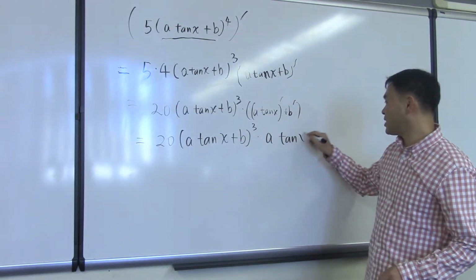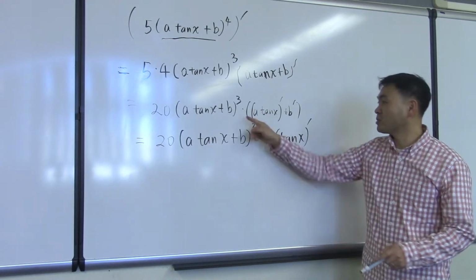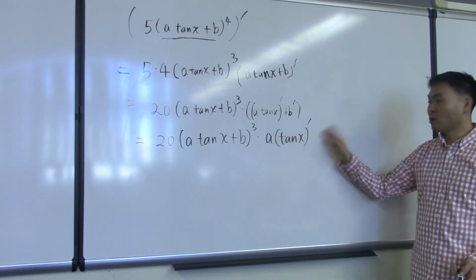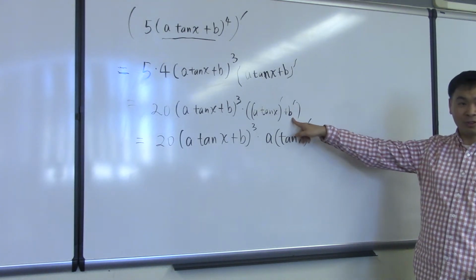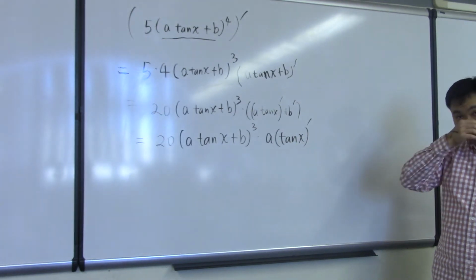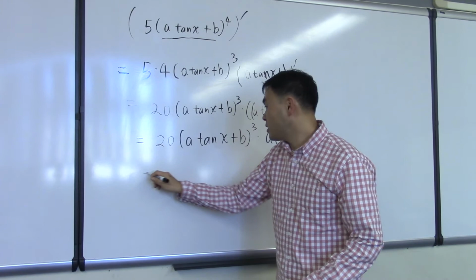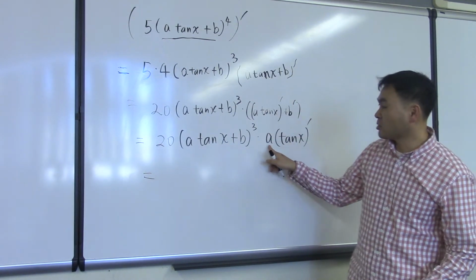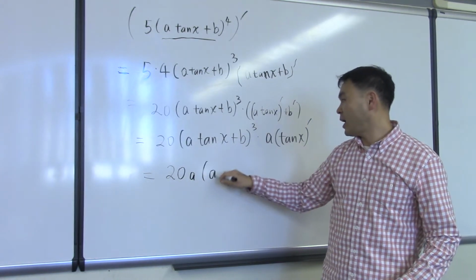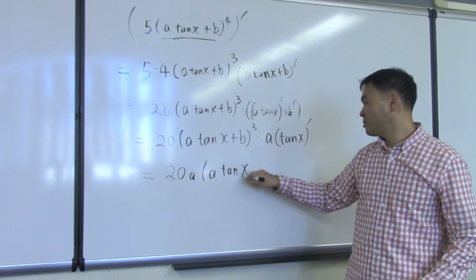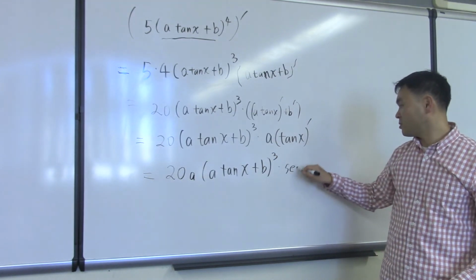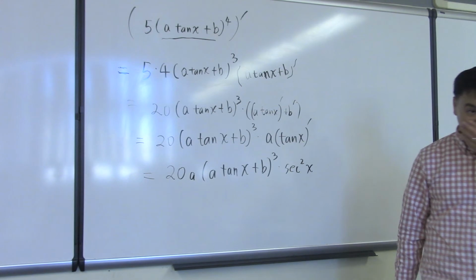So you're only differentiating tangent of x. So a comes outside because it's a constant multiple. b goes away because you're differentiating a constant by itself. What's the derivative of tangent? Secant squared, right? And therefore, since this is a constant multiple, I'll put it in front and write down 20a, a times tangent x plus b to the 3rd power times secant squared of x.